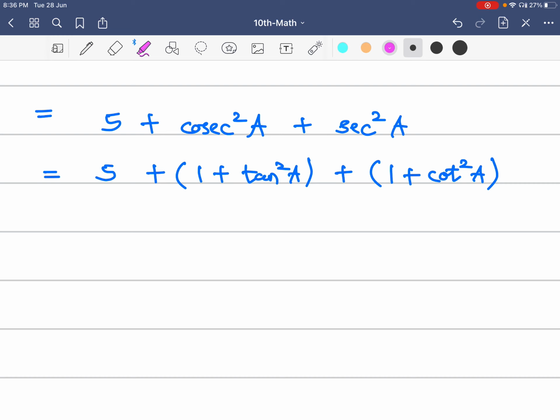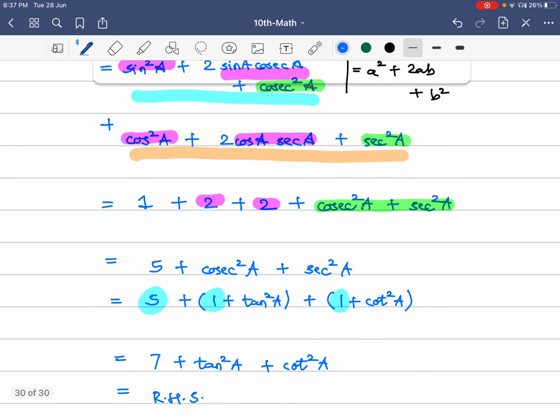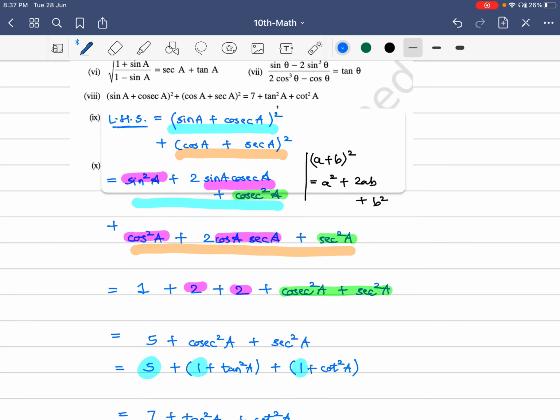And once again we have this 5, 1 and 1, they are going to add to each other. That is going to be equal to 7 plus tan square A as it is and cot square A as it is. This is the exact expression which is expected as our right hand side. And thus we solve this problem. We started with this LHS and we just expanded them using this standard identity (A + B) the whole square. And that's how you solve this problem.